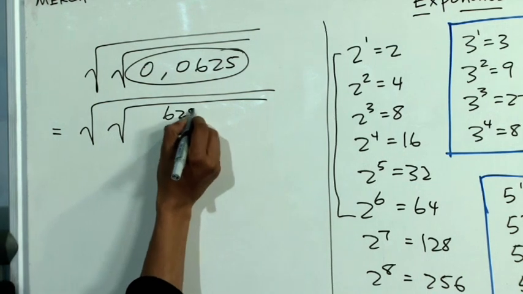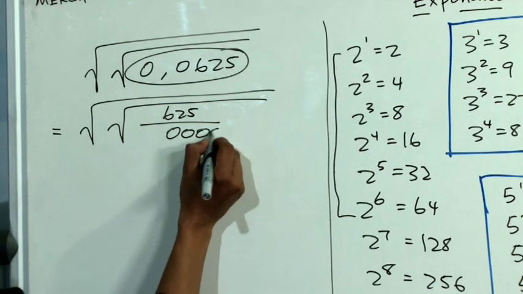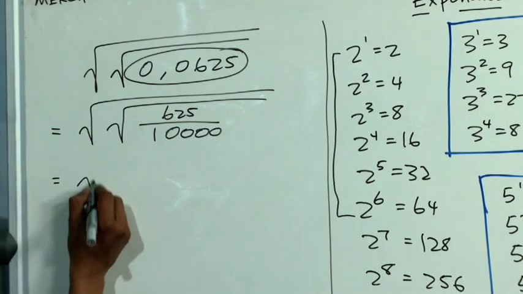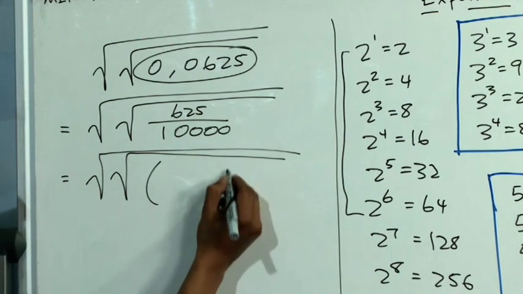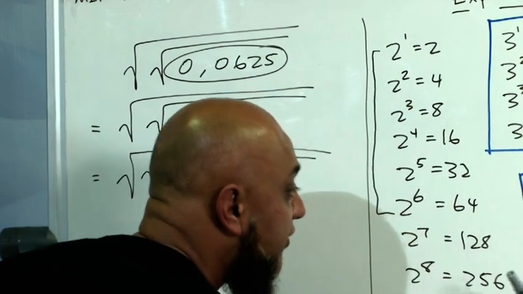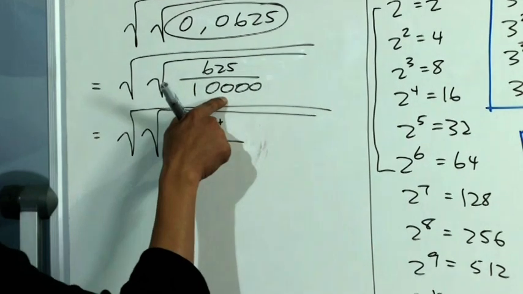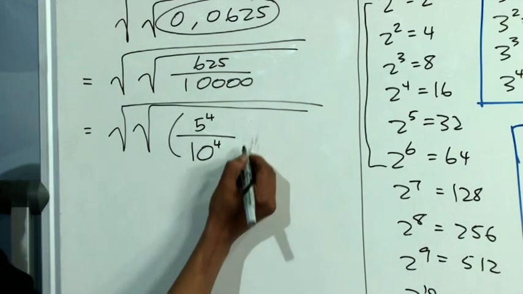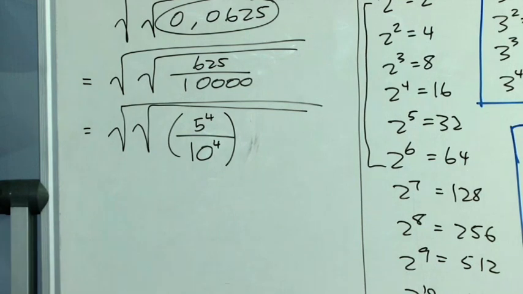So that would be 625 over 1, 2, 3, 4 zeros, 625 over 10,000. This is equal to the square root of the square root of the number 625 over 10,000. The number 625 is 5 to the power 4 over, what to the power 4 will give me 10,000? Oh yeah, 10 to the power 4. There we go. So we've got 5 to the power 4 over 10 to the power 4.